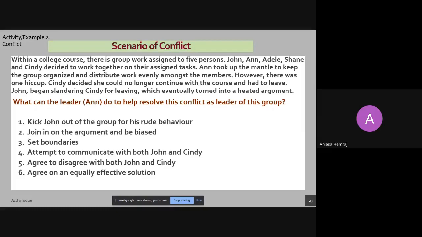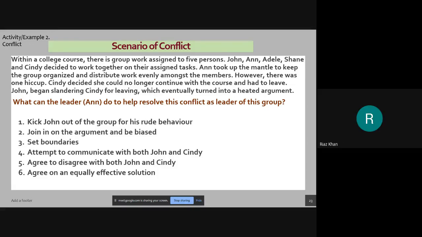I would choose 3 and 6. Definitely 3, to make sure that everybody understands that we should all respect each other. I'm sure that the person that left had a pretty good reason to leave. And definitely do 6 and then reevaluate what needs to be done and redistribute the responsibilities to get the task done. Nice.